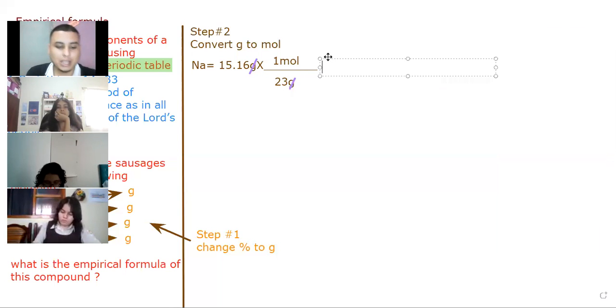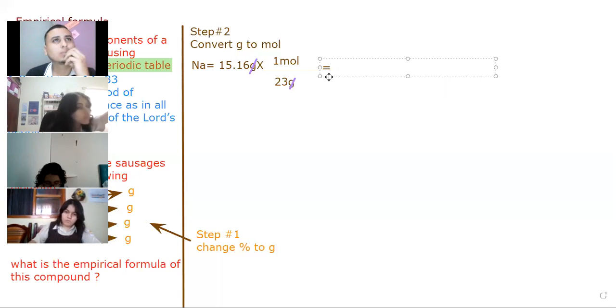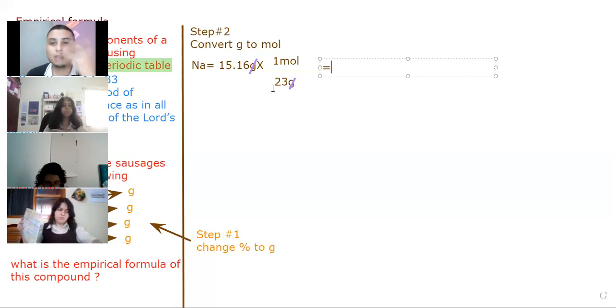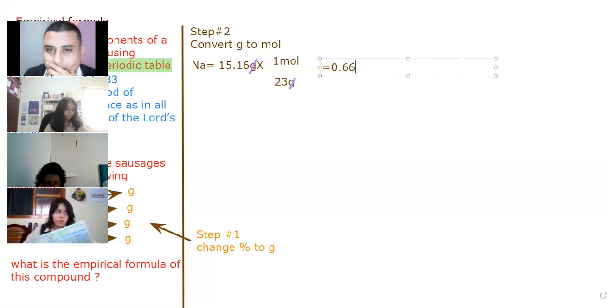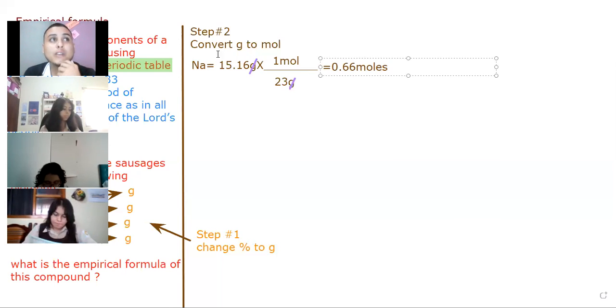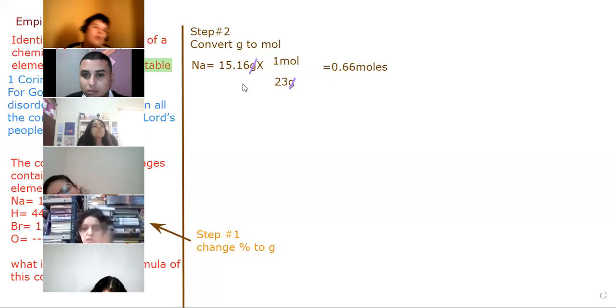And how many is this? 0.66 moles. You don't need to write the element because if you see, we have here sodium is equal to this conversion. So all this is about sodium. Okay, until here, do you have any question? Guys? No?